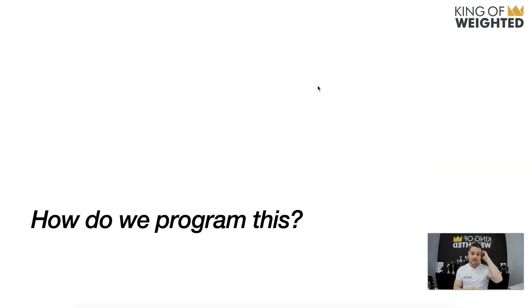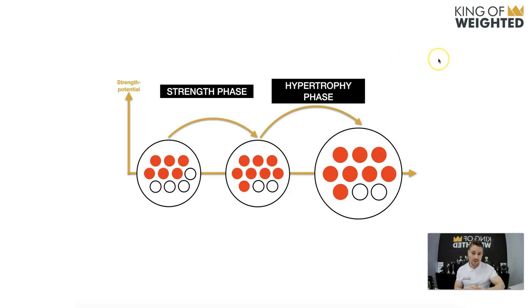Good. We now learned how to really stimulate those different mechanisms, but how do we implement this in the program? How do we actually program this? And here you might now have like that slight click and say, okay, that's where those terms actually come from, and that's why I need a strength phase, and that's why I need a hypertrophy phase, because we just want to put emphasis on different mechanisms of getting stronger.